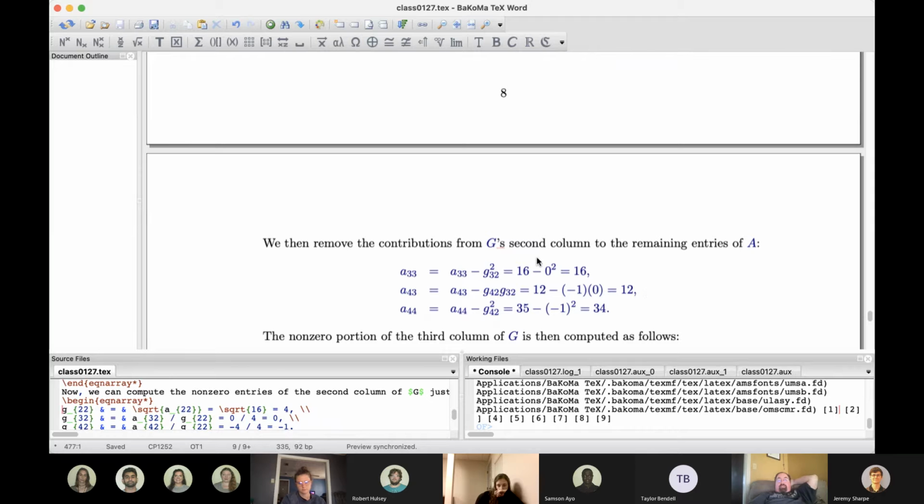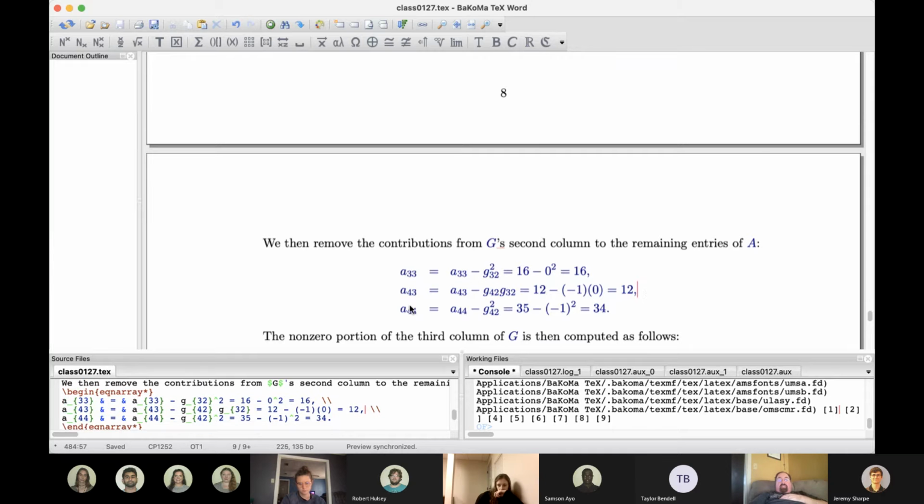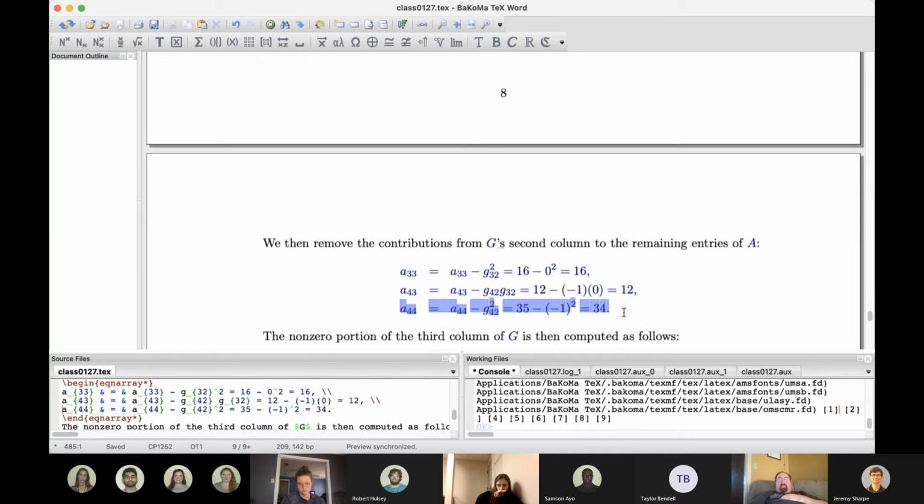Then whatever contributions from the second column of G, I subtract off from the later columns. So here I'm updating column 3 of A in the first two lines. And then the last line, I update the fourth column. I only care about the diagonal entry in the fourth column because all the other entries in the fourth column are from the upper triangle, which I'm not dealing with.